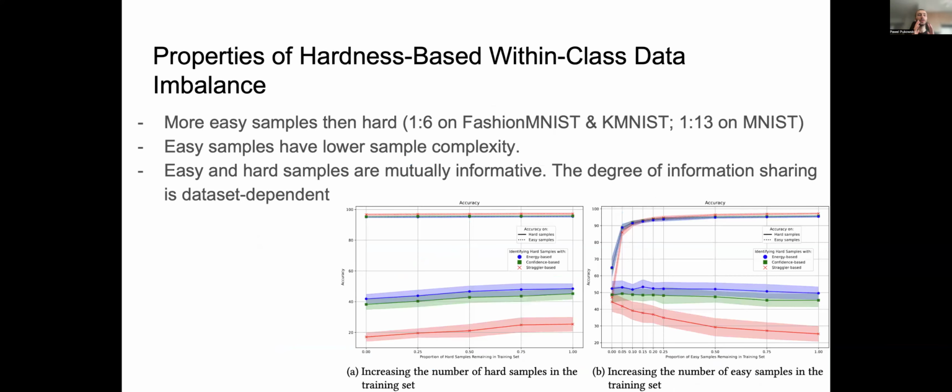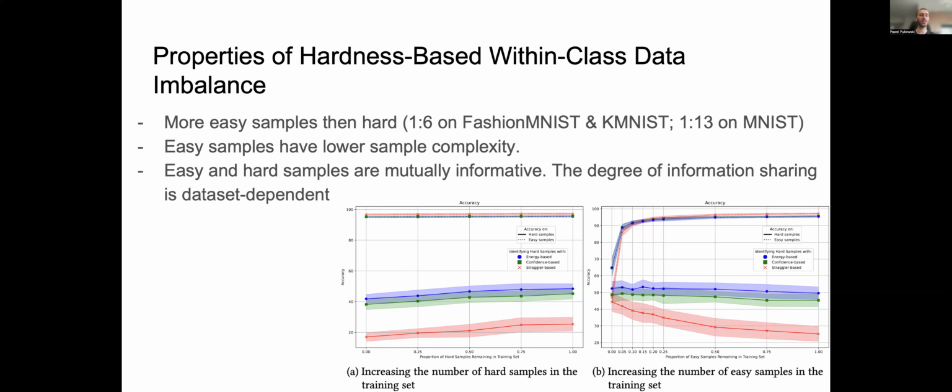Now, there is a lot of research on hardness. There is a lot of research trying to answer the question we previously stated. But as far as we know, no one has tried to formally introduce, define, or measure properties of the hardness-based within-class data imbalance, which in our opinion is the reason behind these class-level discrepancies in balanced datasets. So that's what we do.